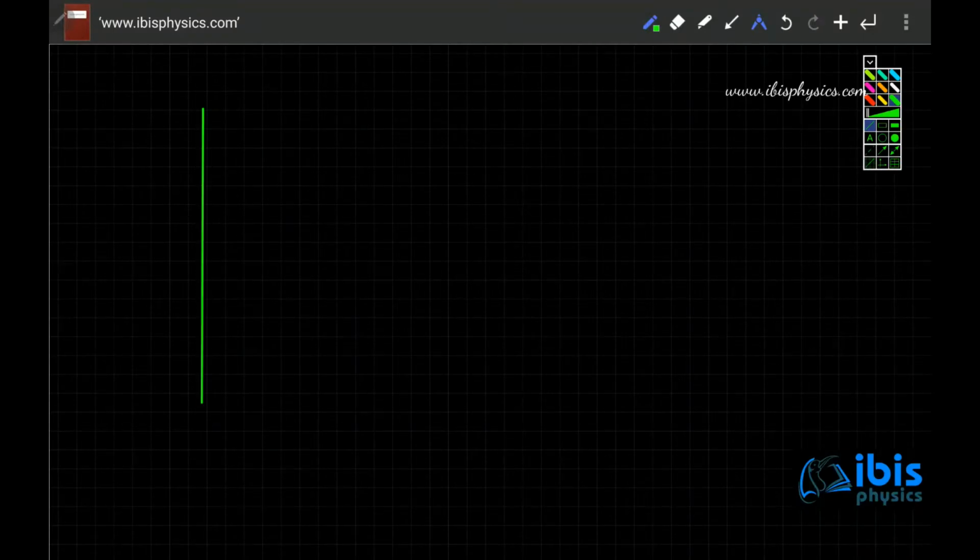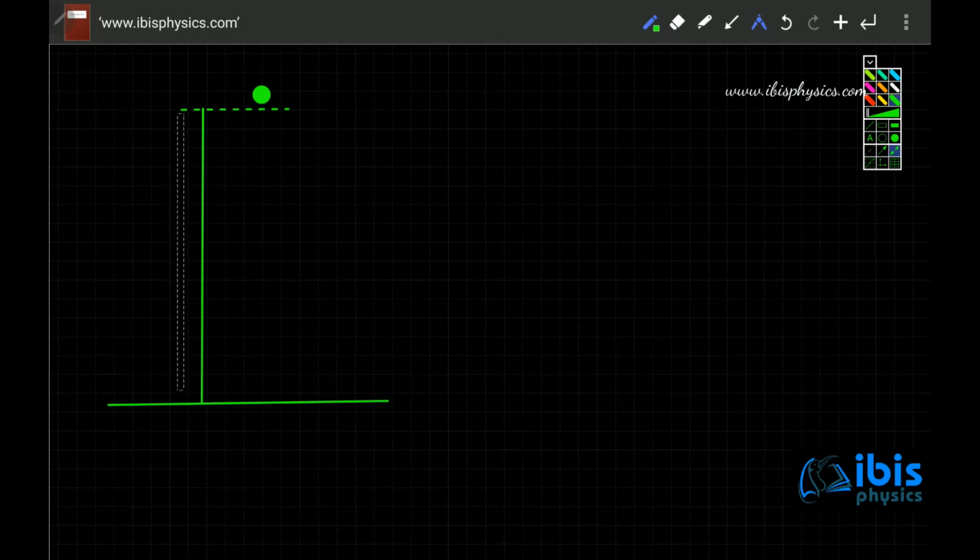A ball is gently dropped from a height of 20 meters. In what time does it reach the ground? So this is the ball, dropped from this height of 20 meters, and the velocity increases at a constant rate.